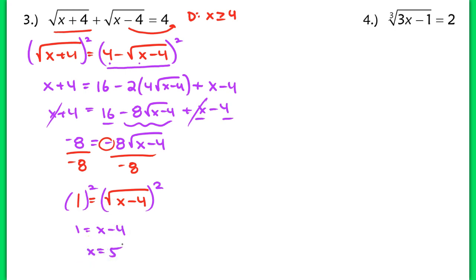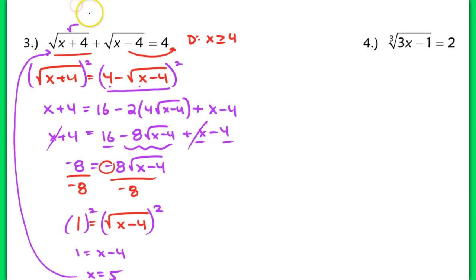Remember, you want to make sure that you double check this solution back in the original equation. So we have 5 plus 4, which is 9. So we have the square root of 9, which is 3. And then the square root of 5 minus 4 is 1, which does equal 4. So this would be our only solution to this particular equation.